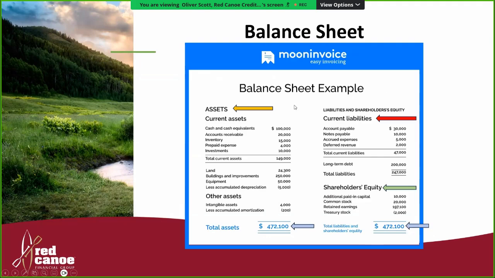So on our balance sheet, you see that we have assets, current assets, long-term assets. I didn't go into intangible assets, but these are things like goodwill. If there is value in the name of the business, or if there is a client list that is valuable, then these go into intangible assets.